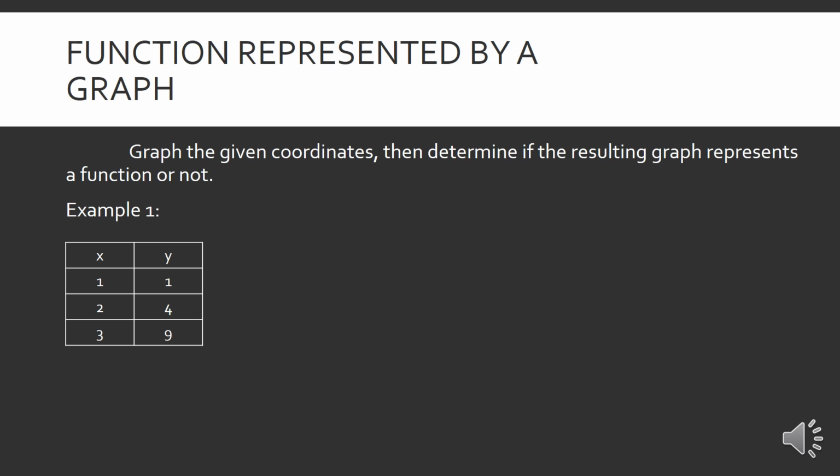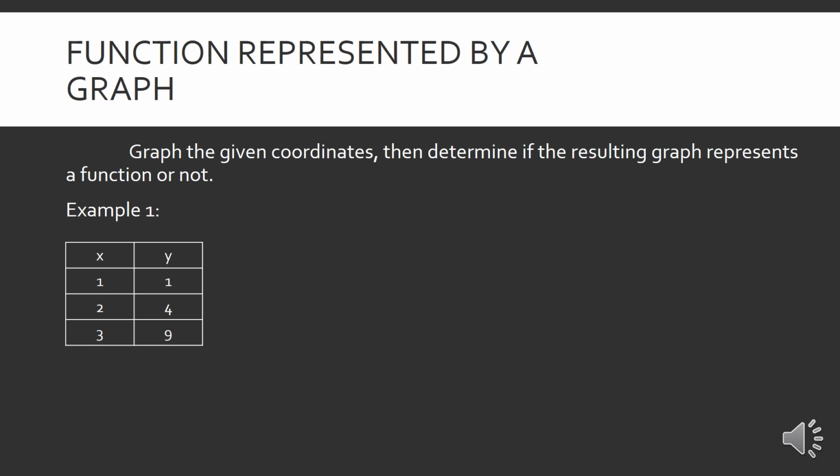A function can also be represented by a graph. Instruction: graph the given coordinates, then determine if the resulting graph represents a function or not. Example: the values of x are 1, 2, and 3, while the values of y are 1, 4, and 9.